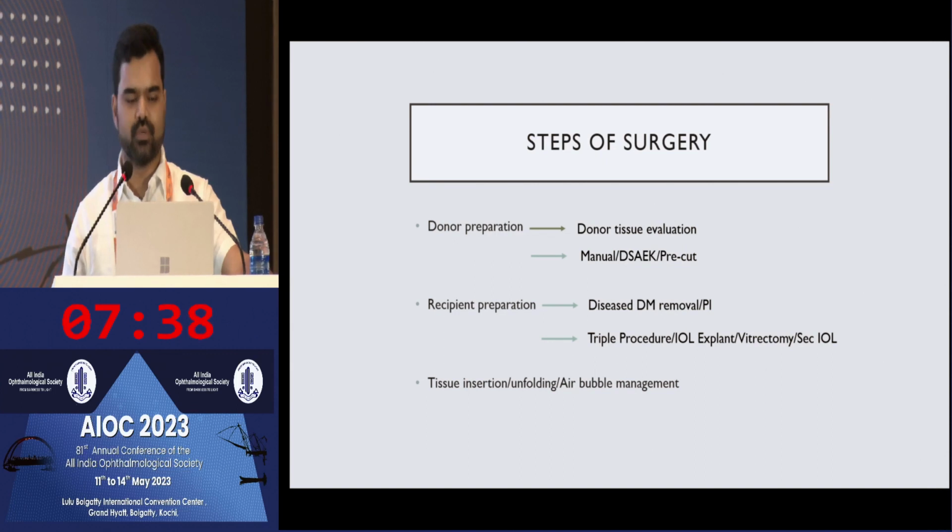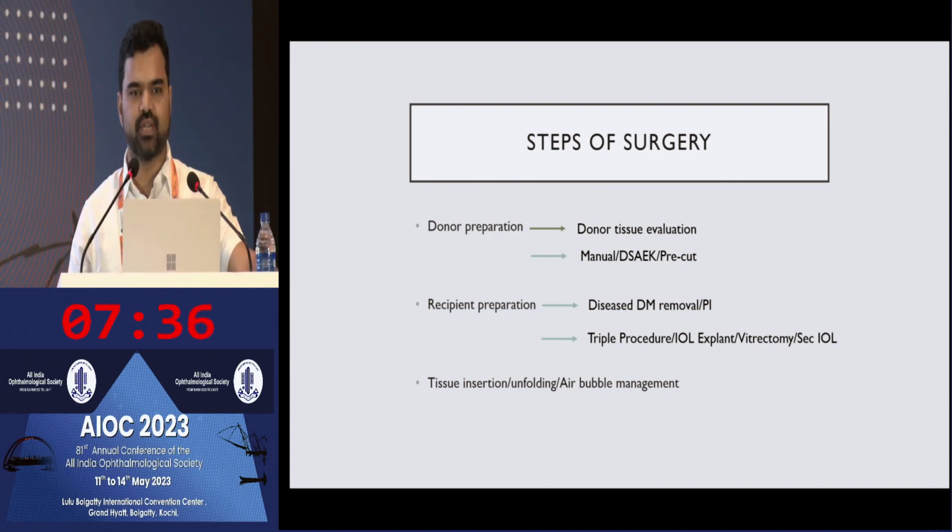For donor preparation in cases of DSEK, one important factor is the size of the corneoscleral rim, which should be at least 2 to 3 millimeters in size so that it fits properly. You can mount it properly on the artificial anterior chamber. You can then prepare your donor either manually or using a microkeratome. For recipient preparation, you need to do a Descemet rhexis, and then PI is an optional but recommended procedure, and then tissue insertion and unfolding.